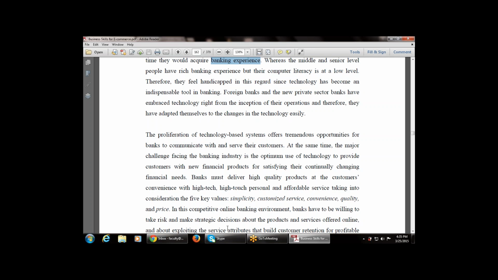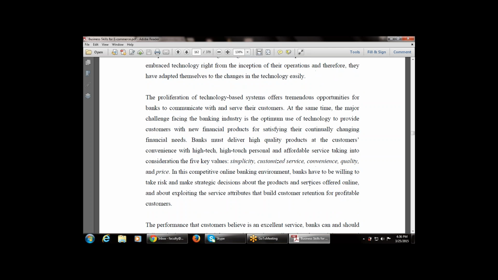In this competitive online banking environment, banks have to be willing to take risks and make strategic decisions about the products and services offered online, and about exploiting the service attributes that build consumer retention for profitable customers. So these are the five factors that are available with online banking.